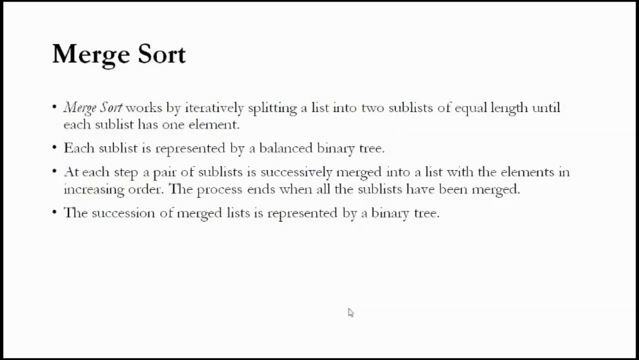Merge sort is the best example for this recursion. Along with merge sort, we have also seen quick sort and binary search. All these are the best examples which you can solve using recursion. So merge sort will also work in such a way. It repeatedly splits a list into two sublists of equal length until each sublist has one element. For example, if there exists a list of n elements, what happens? n by 2, n by 2. So it will divide into equal parts.